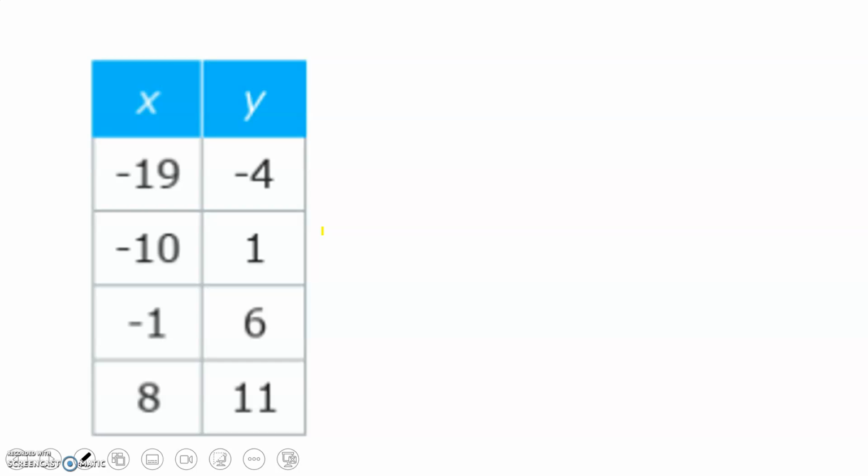Let's find the slope for the function shown. We assume this is a linear function. Now, just like before, we know that the slope is the rise over the run. The rise is our change in y, right? Our vertical axis. So if we figure out the change in y, that is the rise, and the change in x, that is the run, we can find our slope.